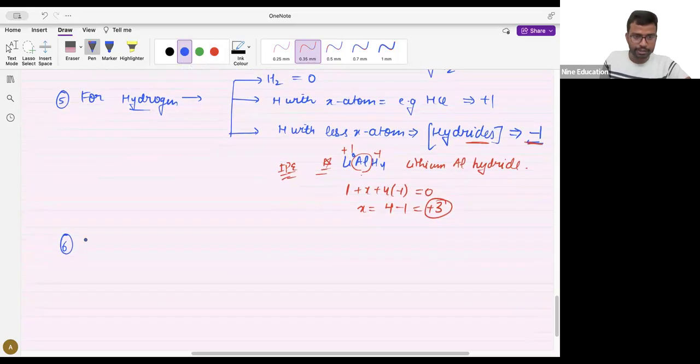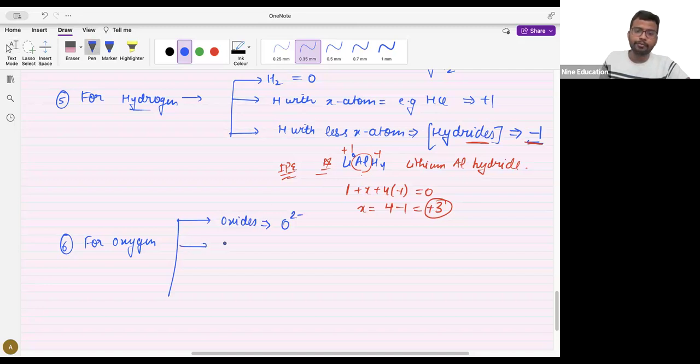Next you have oxygen. For oxygen, it is simple: if you have oxygen as oxides, it will be O2-. If you have oxygen in its elemental form, O2, it will be 0 oxidation state. See, usually oxygen exists as oxides with -2 oxidation state.